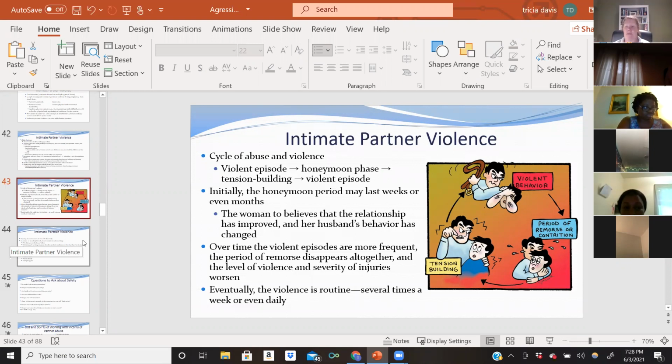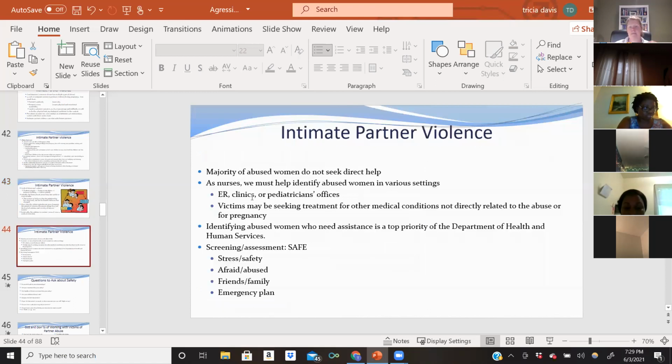Over time, the violent episodes start again. They become more frequent. The period of the husband being remorseful disappears altogether, and the level of violence and the severity of injuries increases and worsens. Eventually, the violence becomes an everyday routine. It can be several times a week or even daily. The majority of abused women do not seek direct help. We talked about why those reasons are, mainly because of fear.